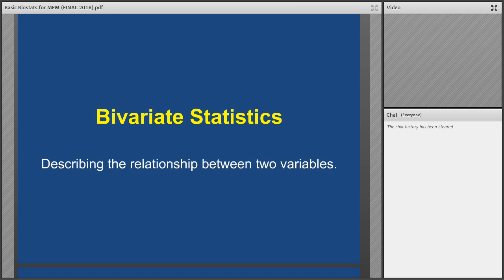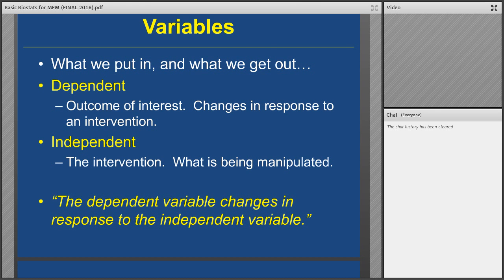So univariate statistics are followed by bivariate statistics. Univariate is descriptive, and bivariate is when we start testing the data, describing relationships between two variables. And variables are what we put in and what we get out. We have two types of variables, dependent variables and independent variables. Dependent variables are the outcome of interest. So the dependent variables are what depend on what we put in.